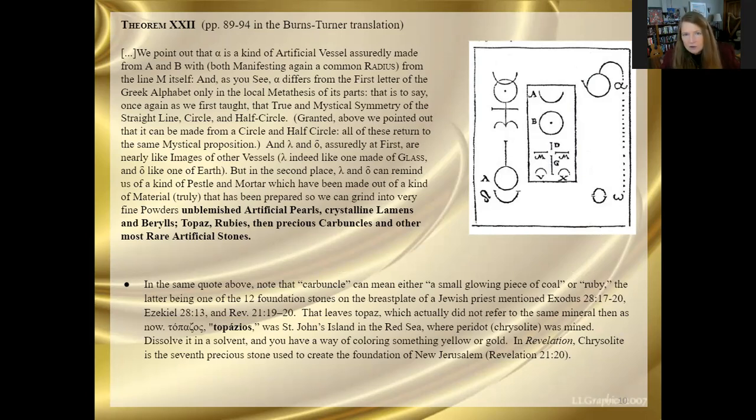Topaz in Dee's era isn't what topaz is today. Topaz then is referring to things mined in Topazios, which is St. John's Island. Yeah, that's St. John of the Apocalypse in the Red Sea. Yeah, the biblical Red Sea. So chrysolite is the main thing mined there. It's sometimes called peridot. Chrysolite is a yellowish crystal substance. And if you're doing physical alchemy, you can dissolve it in a solvent and you have a way of coloring something in yellow or gold. Remember the whole idea we talked about becoming gold, which is spiritual gold.